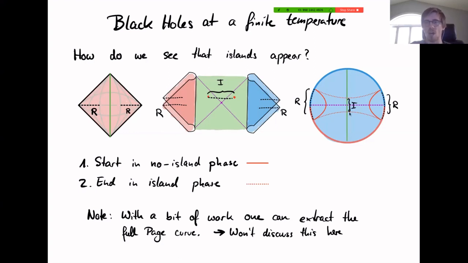But yeah, this should be dominant at some point. And with a bit of work, you can actually reconstruct the full Page curve. I'm not going to discuss this here. I'm just going to try to convince you that this is qualitatively really what you will find. And in order to do this, let's first go to the island phase.